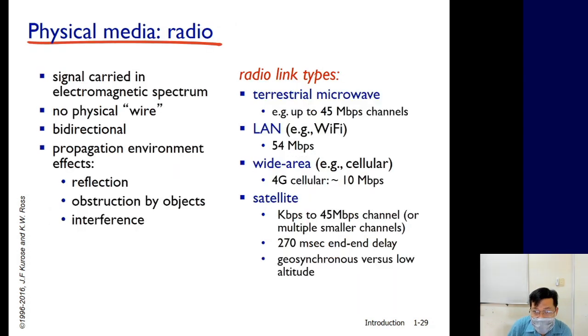Radio link types can be terrestrial microwave, Wi-Fi LAN, wide-area 3G, 4G, or 5G cellular, with speeds obtained of around 10 megabits per second, or satellite.